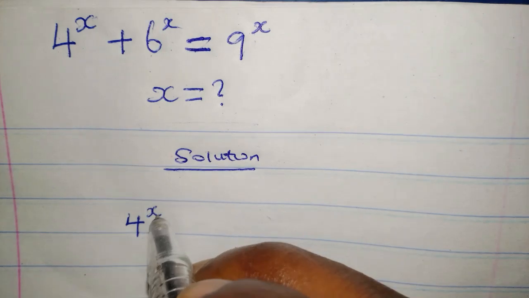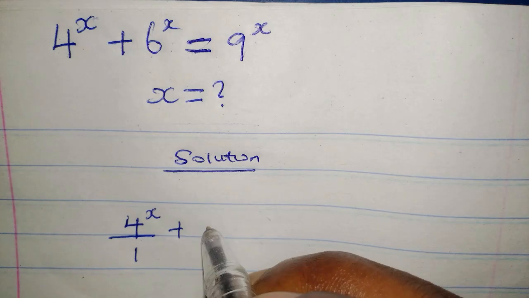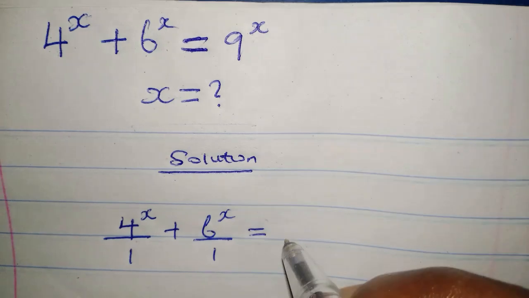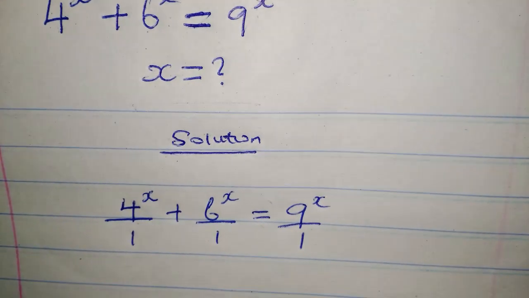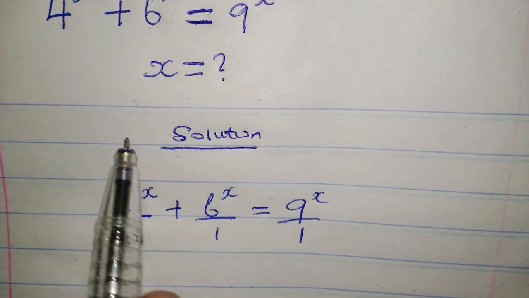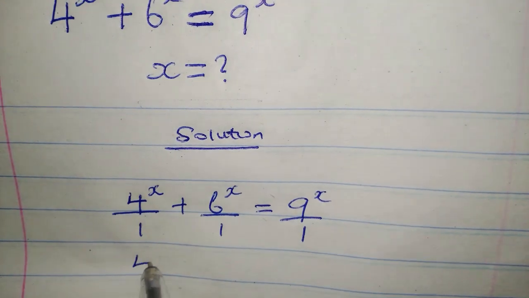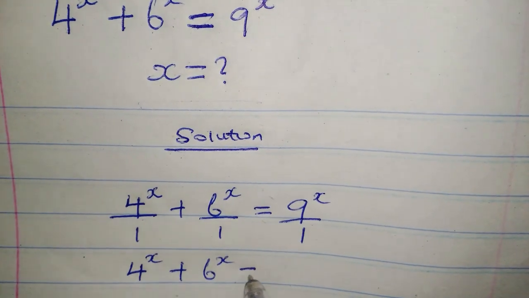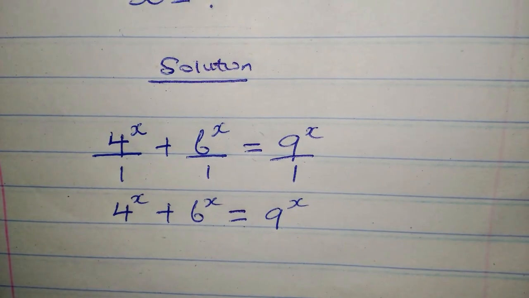4^x divided by 1 plus 6^x divided by 1 equals 9^x divided by 1. If we see this, it looks confusing now, but if we say divide by 1, it still remains the same as what we have, right? So we can write 4^x + 6^x = 9^x. Okay, having done this.